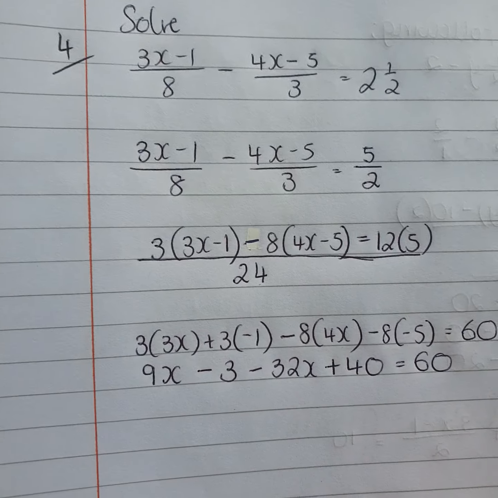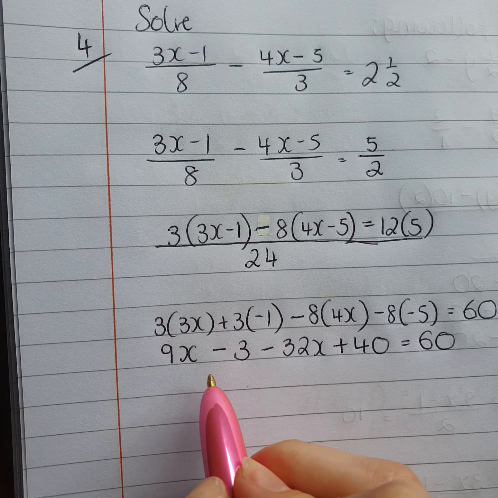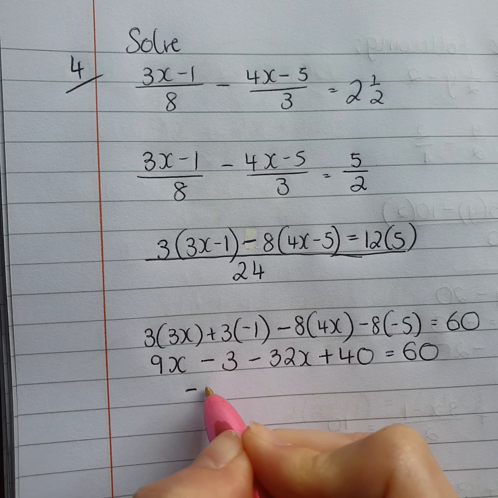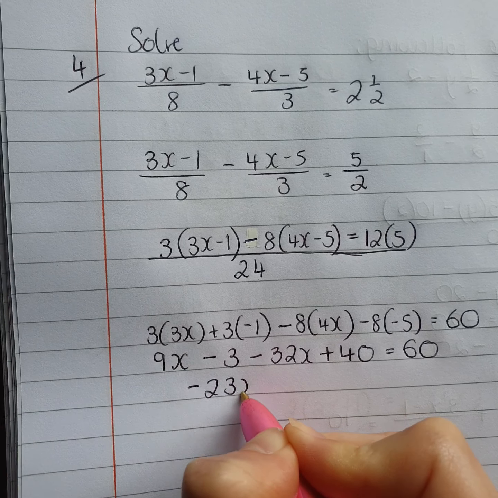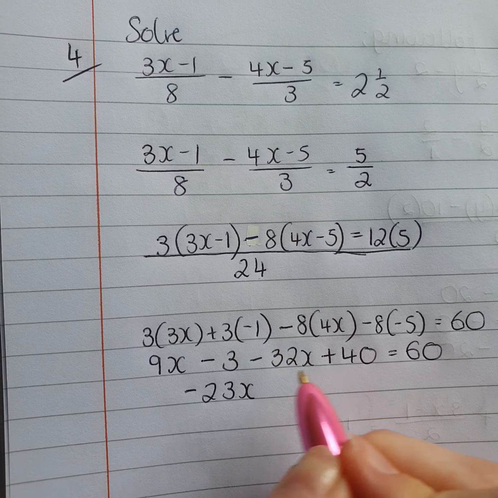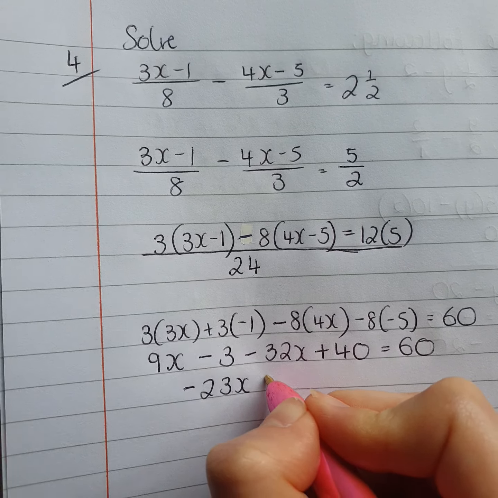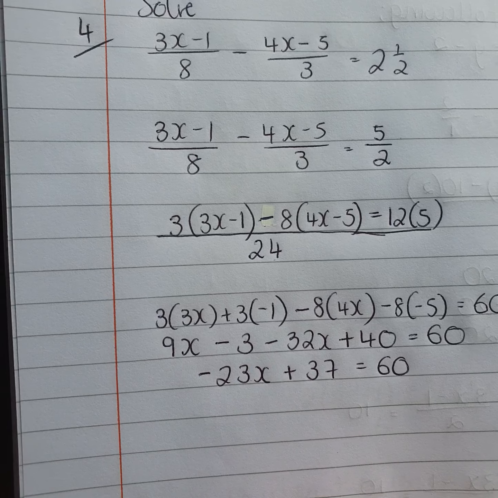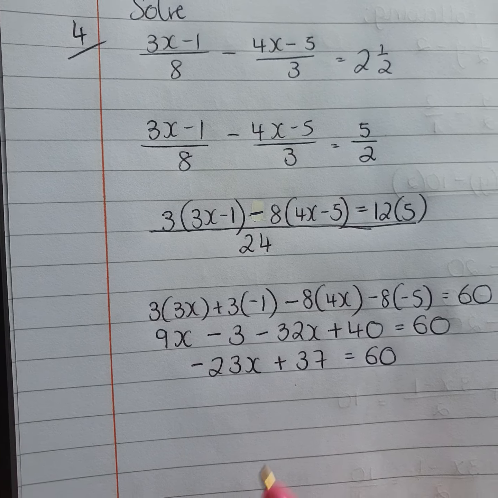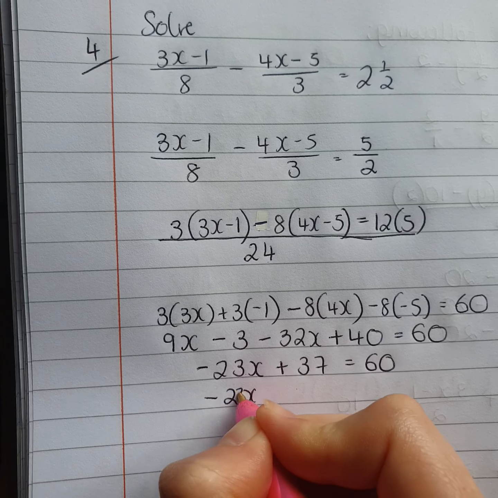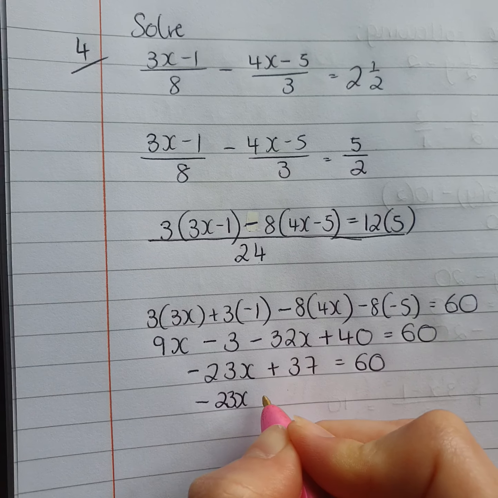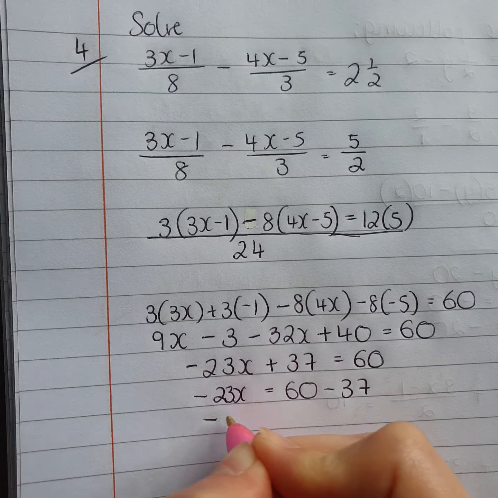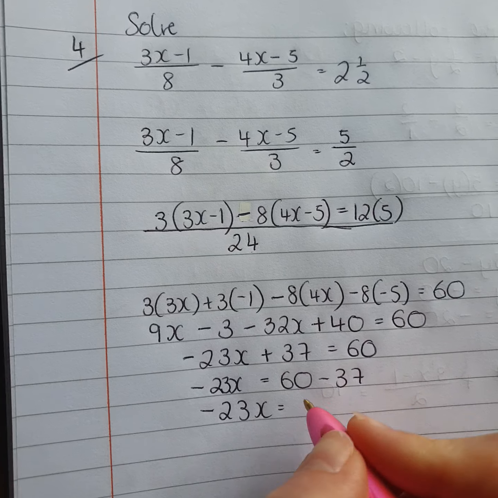It's equal to 60. So let's tidy up this side again. So we've 9x minus 32x, which is going to be minus 23x. And then we've minus 3 plus 40, or 40 minus 3, which is going to be plus 37, is equal to 60. Okay, I'm happy with this minus 23x on this side, but I'm not happy with that plus 37. So that's going to jump over the equal sign, but also change signs. So we'll have 60, bring that over, minus 37. So it's going to be minus 23x is equal to 23, isn't it?